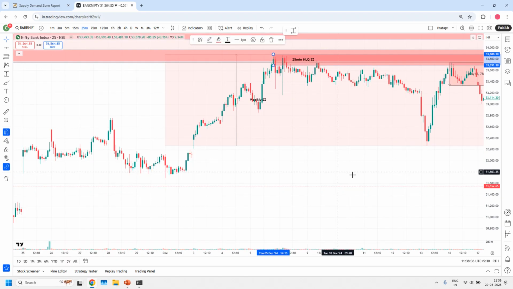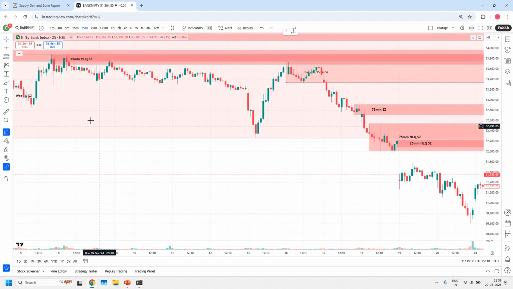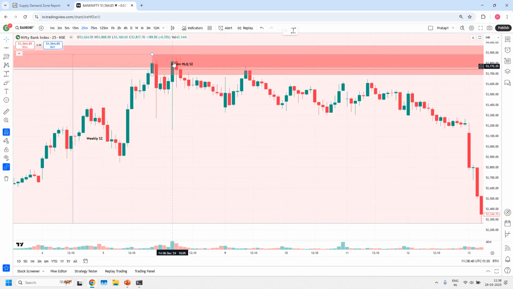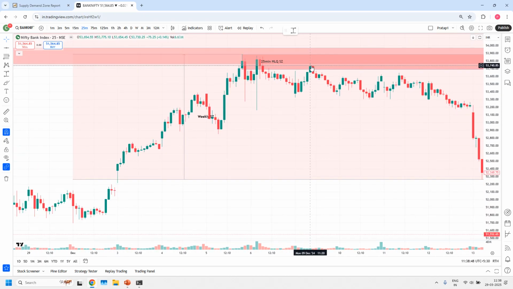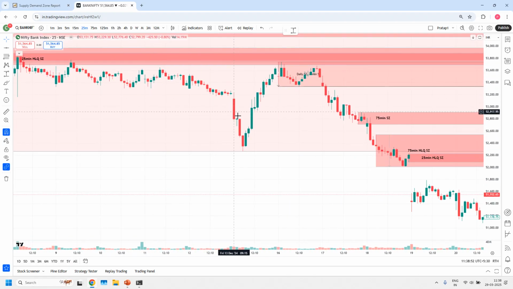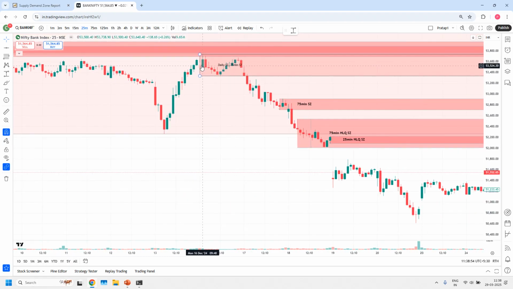See, once this high liquidity zone was created, several times price went up and sharply came down from here. Once again went, again came down sharply. Once again tested, came down sharply. After that, gradually moved down. And once again it tested and came down.